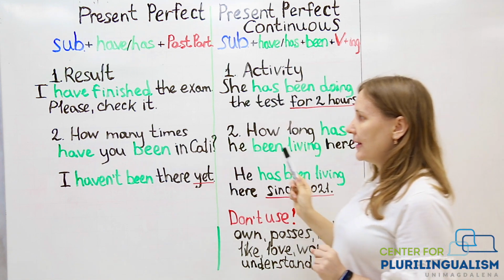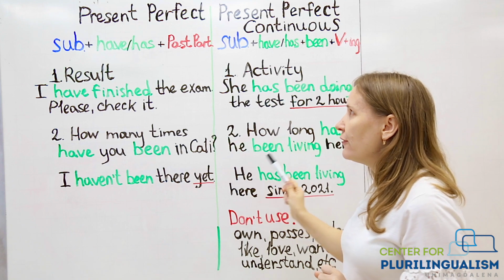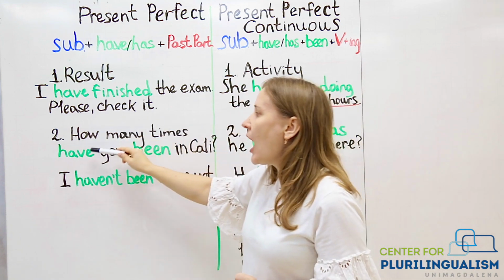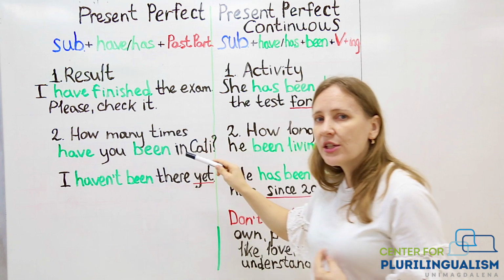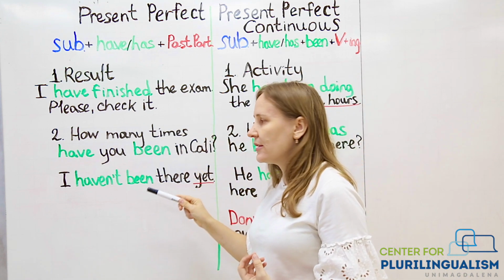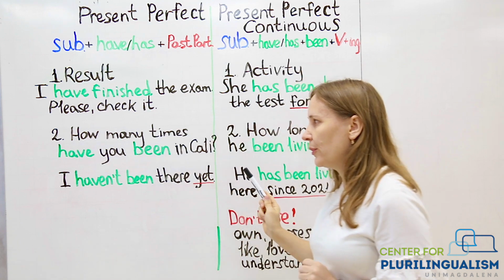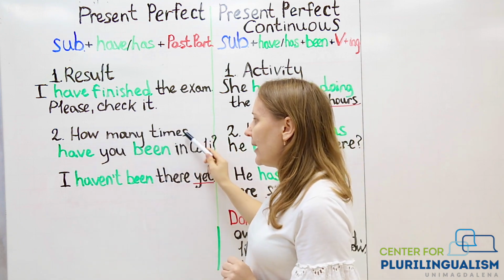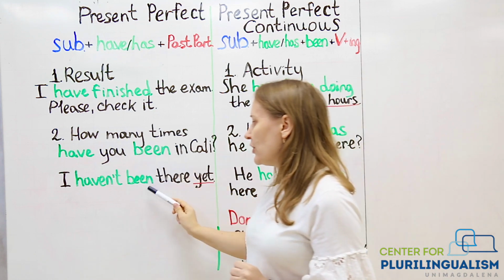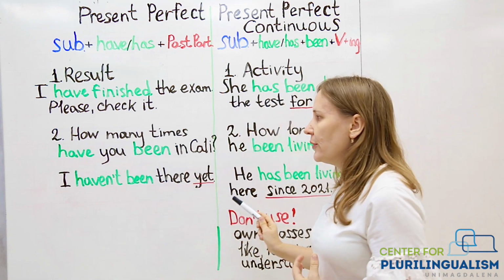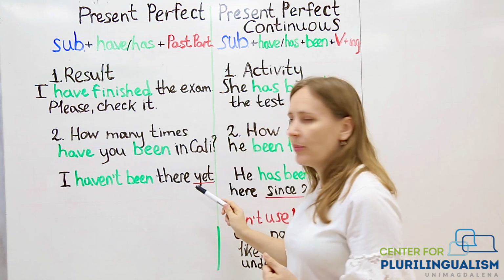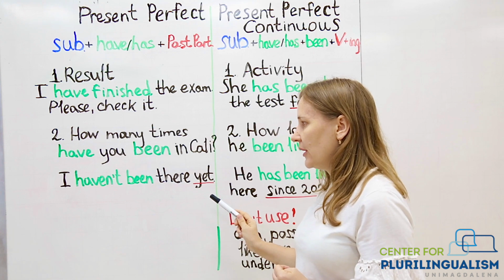The second, let's say, situation when we use present perfect, we use it with this question, how many times? So we are focusing on the frequency of our life experiences, of something that has happened in our life. For example, how many times have you been in Cali? I haven't been there yet. So again, what is important here? The important is like the number of times we have done something in our life.